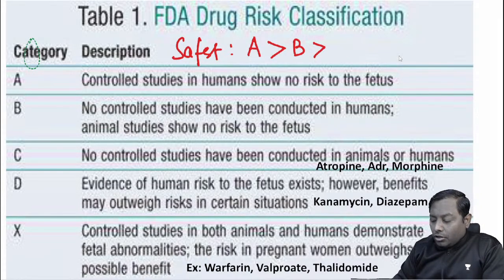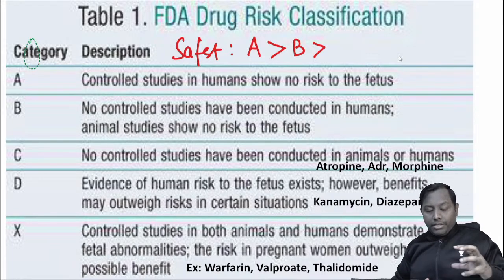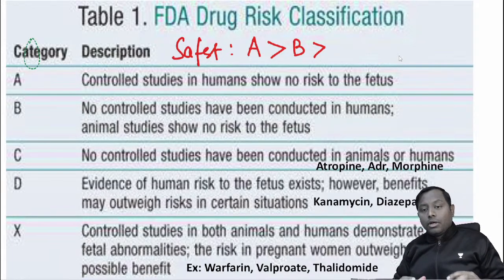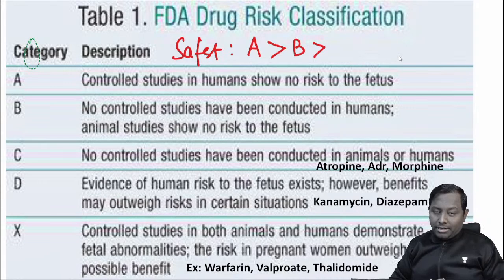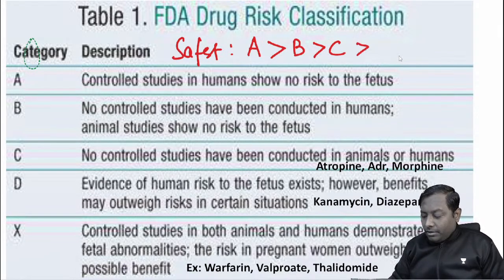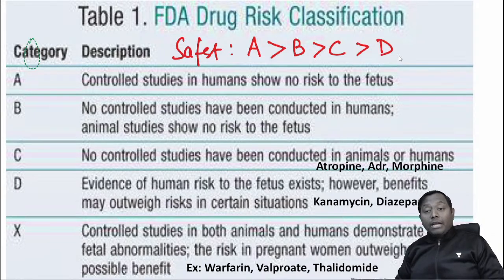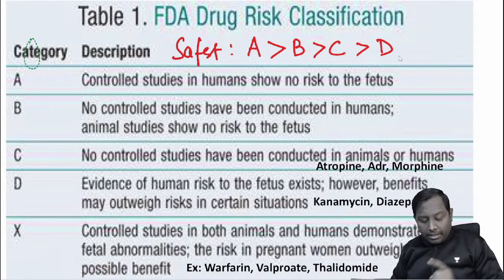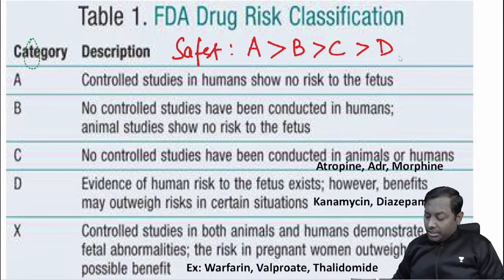C, certainty is not decided. They are not certain whether it is going to be teratogenic or not, and there has also been no reported teratogenic risk. So A, B, C done. Next in line is D. D can be given, but when? If the benefit is more than the risk. If D says I have more benefit, you can give it if the benefit is more than the risk.